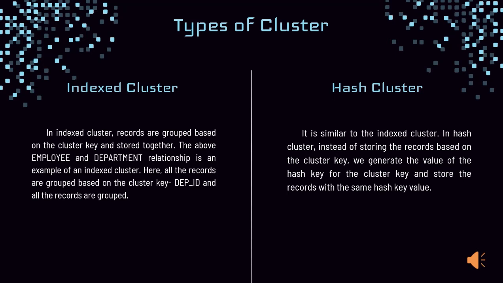Actually, there are two types of cluster. The first one is index cluster. In index cluster, records are grouped based on the cluster key and stored together. From the example I showed you, the above employee and department relationship is an example of an index cluster. Here, all the records are grouped based on the cluster key, dept underscore ID. The second one is hash cluster.